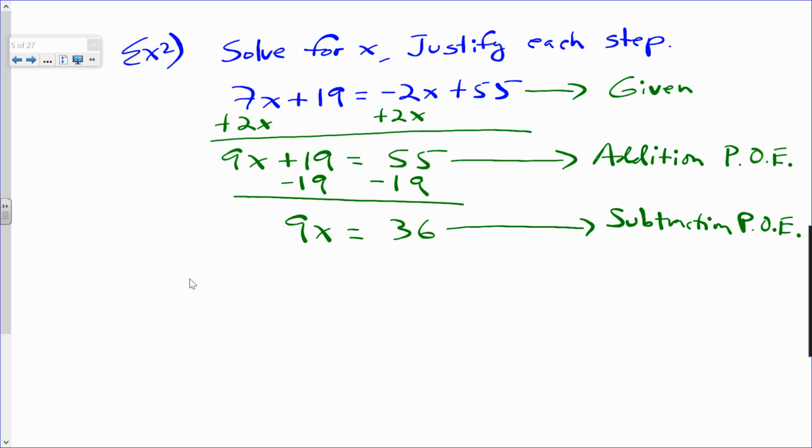Right? Notice how I'm justifying the statement that results from adding or subtracting or multiplying or dividing. I'm not justifying the actual doing of it. When I added 2x, I didn't justify that. I justified what resulted from adding 2x.